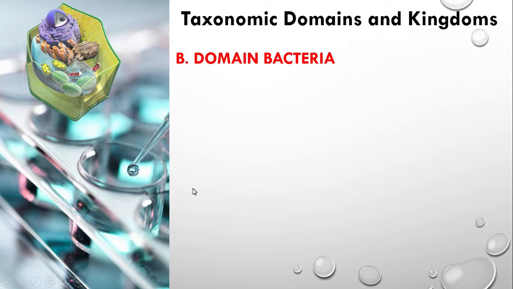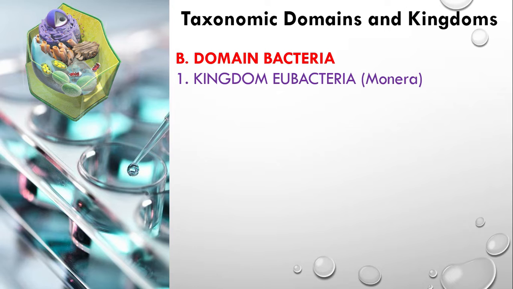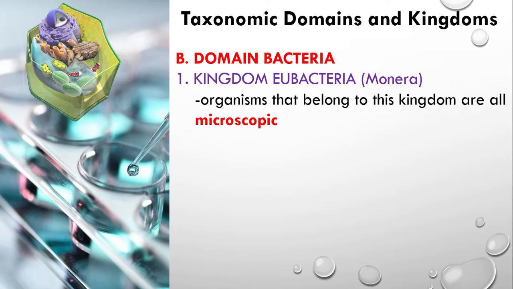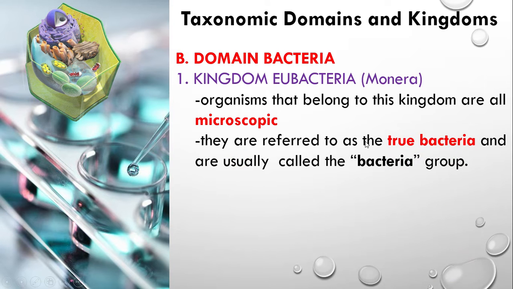And then we have the second domain, the domain Bacteria. It also has just one kingdom: kingdom Monera or kingdom Eubacteria. It is considered the true bacteria. So all organisms belonging to this kingdom are also microscopic, meaning they are unicellular. They are referred to as, again, true bacteria, and they are usually called the bacteria group.